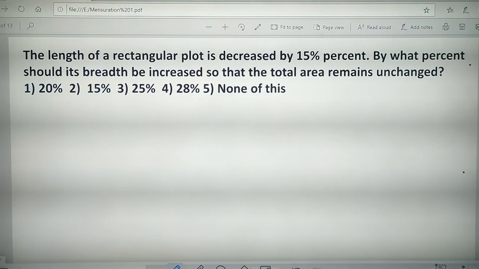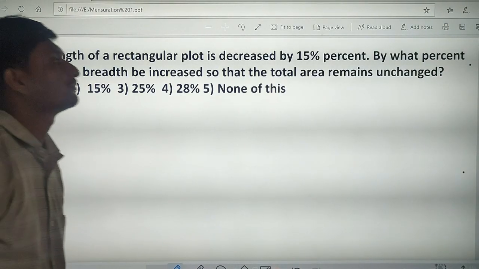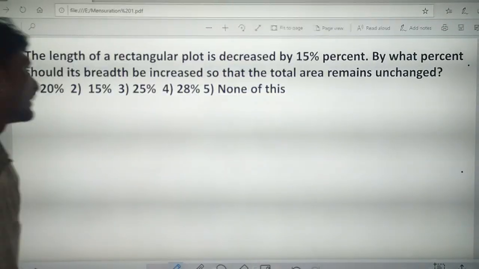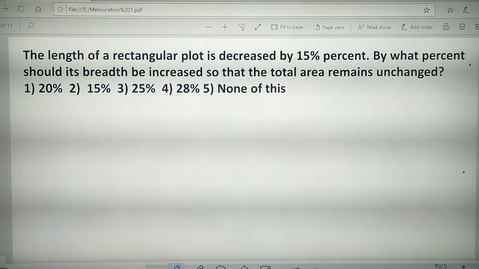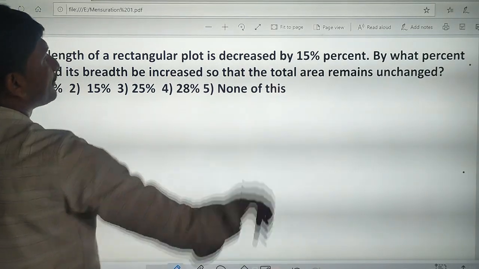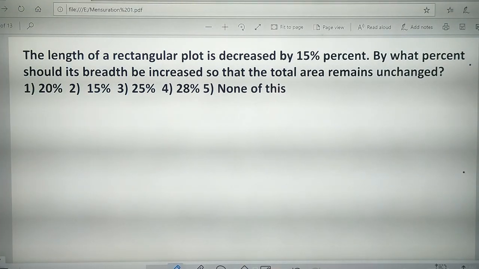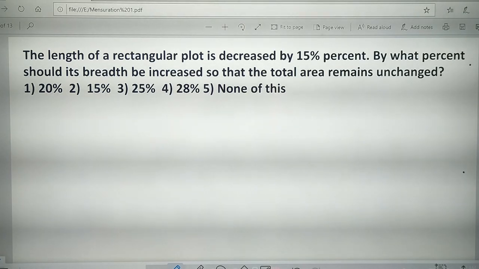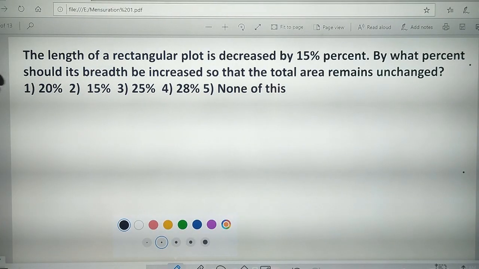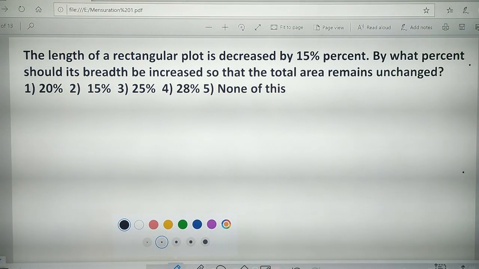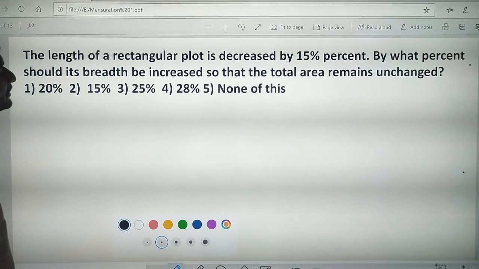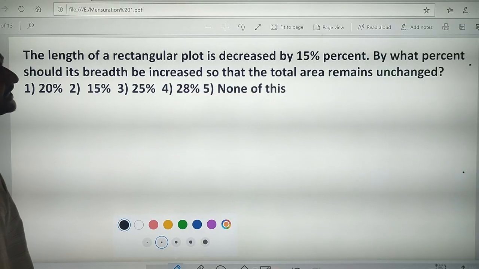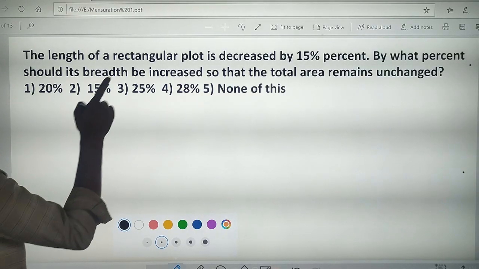The length of the rectangular plot is decreased by 15%. By what percent should its breadth be increased so that the total area remains unchanged? So that the total area remains unchanged. If the length of a rectangular plot is decreased by 50%, then by how much percent is the breadth increased so that the area remains unchanged?